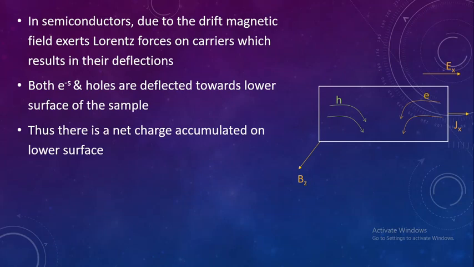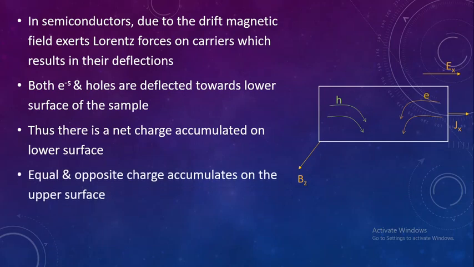So, as these electrons and holes are deflected towards the lower surface of the sample, finally they tend to cancel each other because both are having opposite nature. But this cancellation is incomplete. Totally the cancellation is not going to occur, so some charges will be remaining, and therefore there is a net charge accumulated on the lower surface of the semiconductor, and due to which an equal and opposite charge accumulates on the upper surface, since the sample as a whole is electrically neutral.